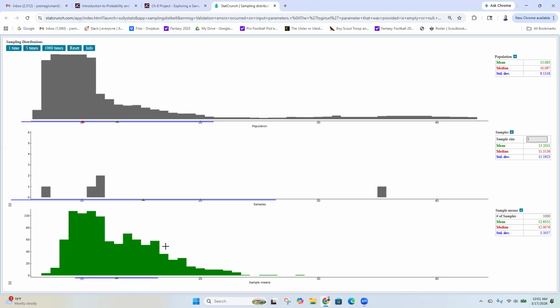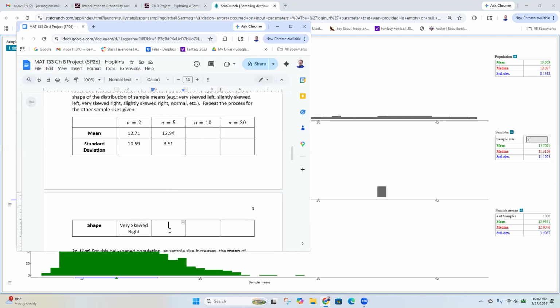So still skewed right. Would you call this very skewed right or slightly skewed right? Or medium skewed right? I don't think that's a term. Caleb says slightly. Agree, same answers, different answers. I'll go with you, Caleb. That's fine. Medium skewed right, slightly skewed right.